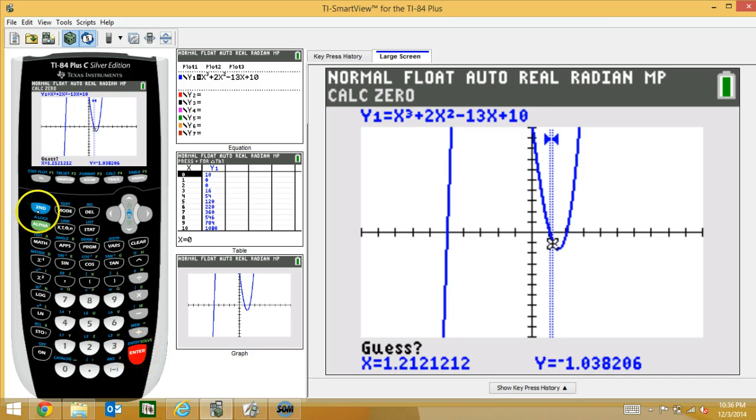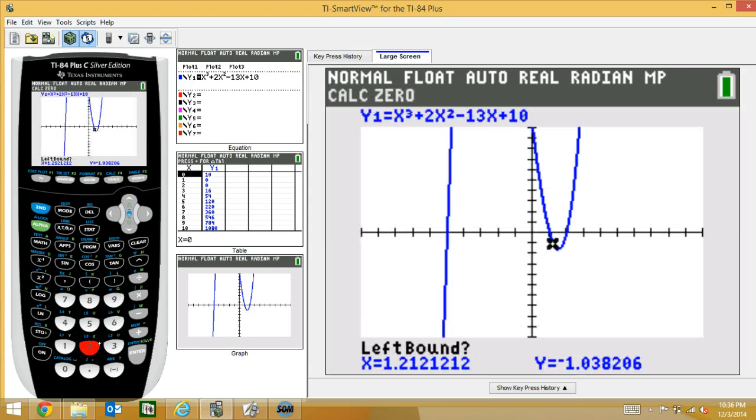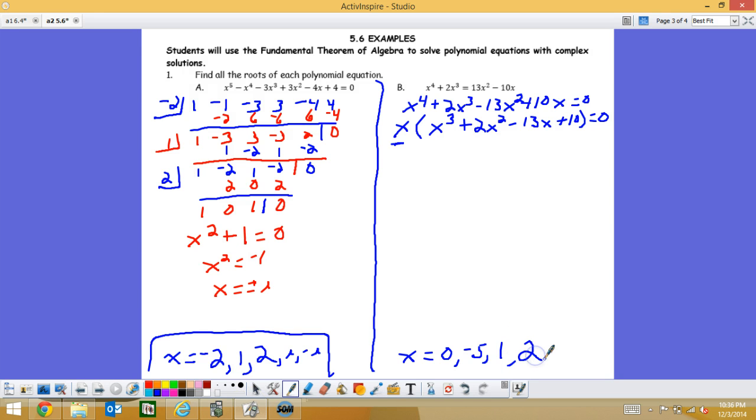Not what I wanted to do. Got a little excited there because we didn't have to do any synthetic division. Let's go ahead and move that to the right bound. So yeah, our last 0 is 2. Since we had started with a quartic, we have our 4 roots.